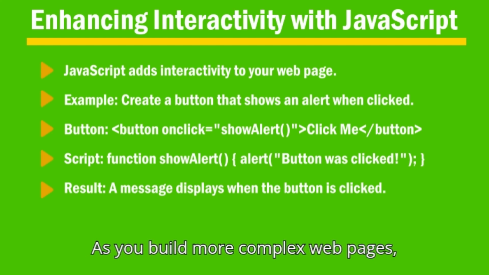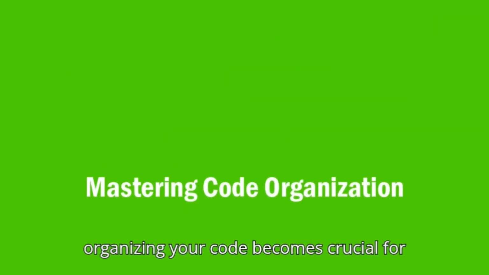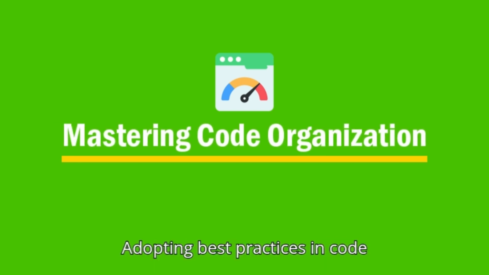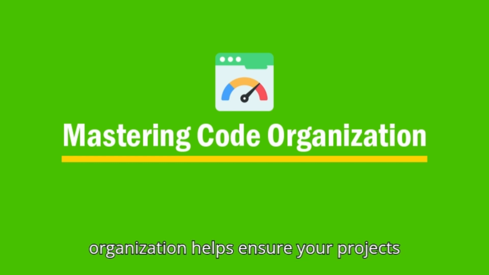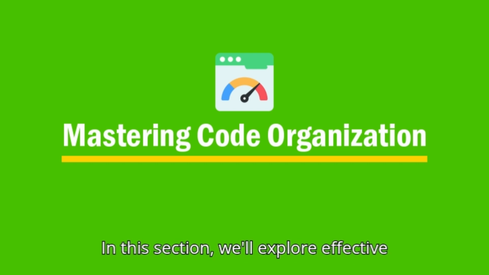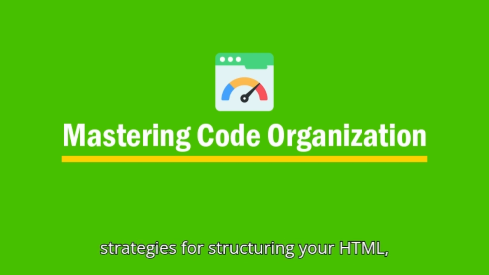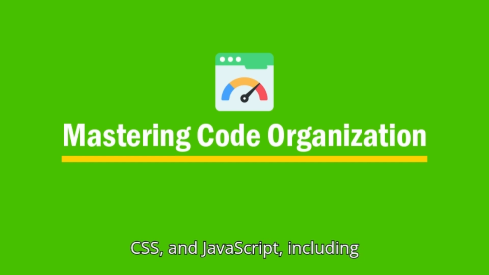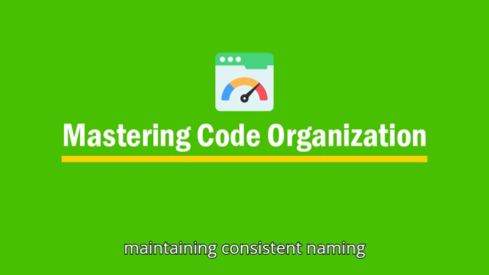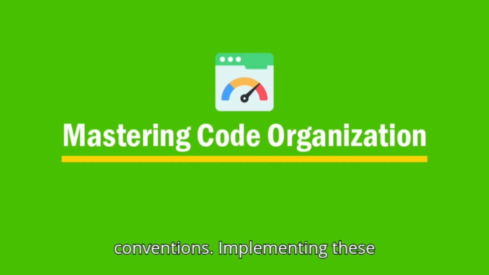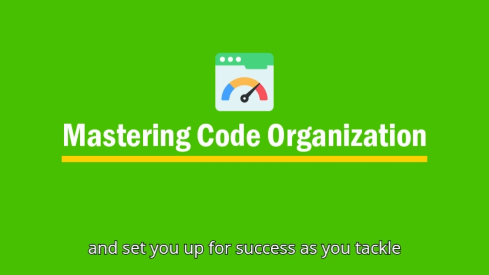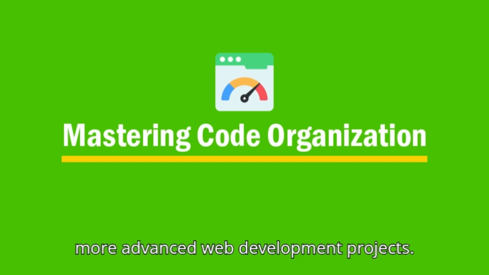As you build more complex web pages, organizing your code becomes crucial for maintainability and efficiency. Adopting best practices in code organization helps ensure your projects are easier to read, debug, and update. In this section, we'll explore effective strategies for structuring your HTML, CSS, and JavaScript, including separating files, using comments, and maintaining consistent naming conventions. Implementing these practices will streamline your workflow and set you up for success as you tackle more advanced web development projects.